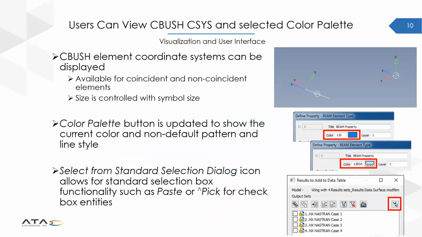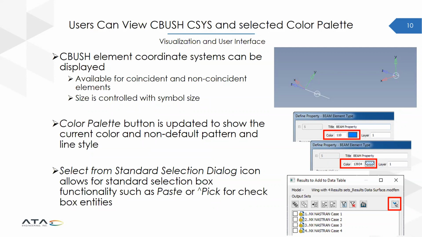Continuing on with our visualization and user interface updates, there's now the capability to view CBUSH element coordinate systems whenever element coordinate systems are displayed. This wasn't previously available. There wasn't a very easy way to check what coordinate system a spring was using. And this is really important, especially if we're going to be using those spring elements to pull forces for bolted joint analysis or anything like that. So this is just a great way to check what orientation those springs are using.